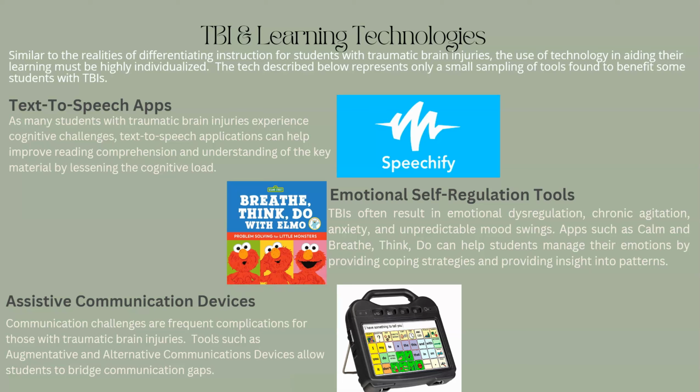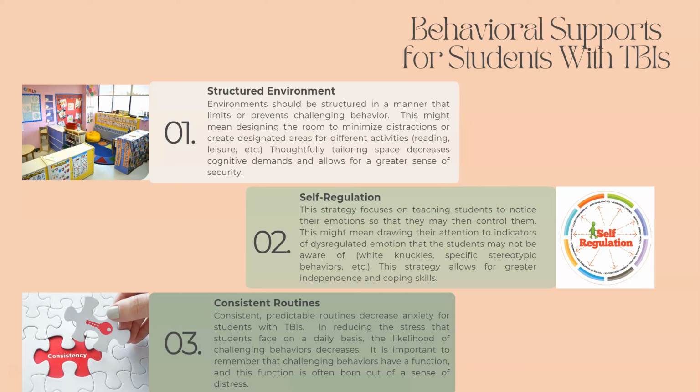There's also emotional self-regulation tools and apps. Traumatic brain injuries often result in emotional dysregulation, chronic agitation, anxiety, and unpredictable mood swings. Apps such as Calm and Breathe, Think, Do can help students manage their emotions by providing coping strategies and providing insight into patterns. Finally, we have assistive communication devices. Communication challenges are frequent complications for those with traumatic brain injuries. Tools such as augmentative and alternative communications devices allow students to bridge those communication gaps.